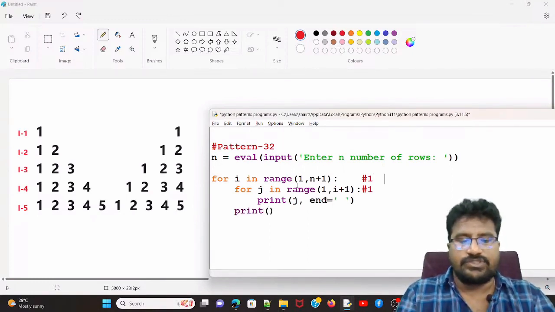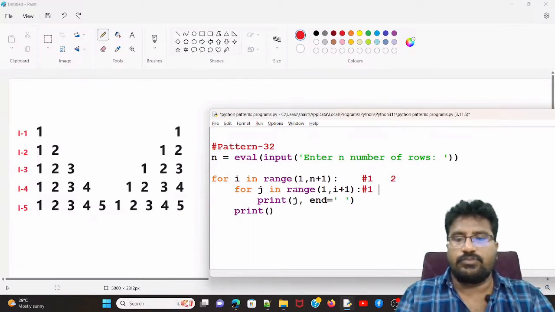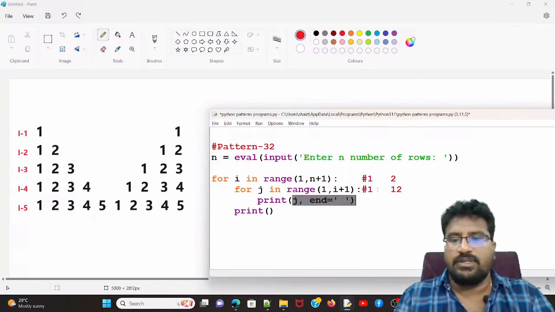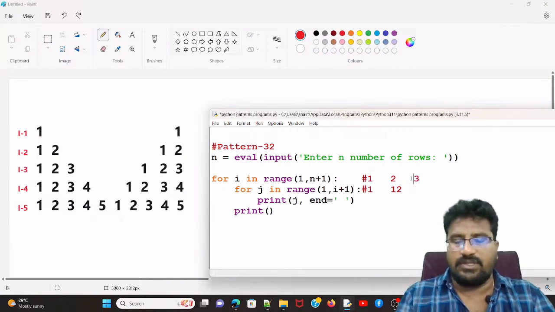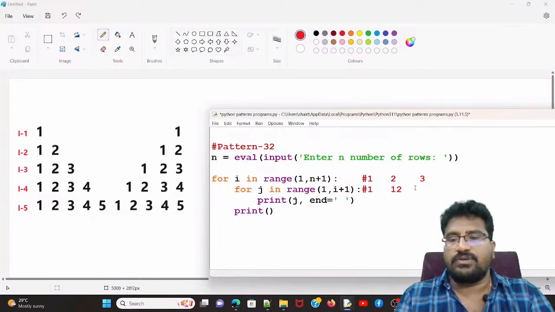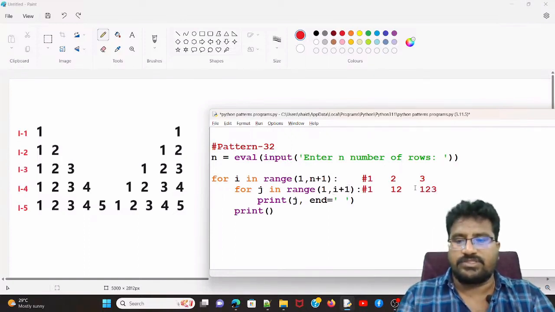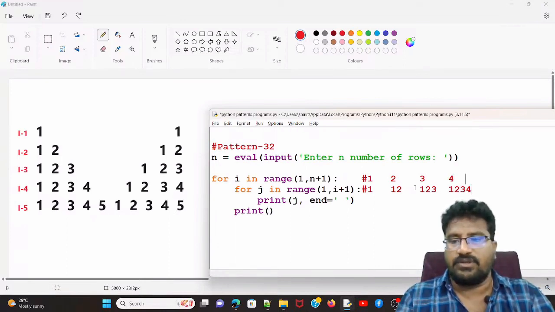Next, whenever the i value is 2, then 2 plus 1 is 3, 3 before 2. So 1, 2. So it runs 2 times. First time 1, second time 2. So first time 1 space, second time 2 space, over. When i value is 3, then 3 plus 1 is 4, 4 before 3. So 1, 2, 3. When i value is 4, then 1, 2, 3, 4, 4 times. When i value is 5, then 1, 2, 3, 4, 5 times.